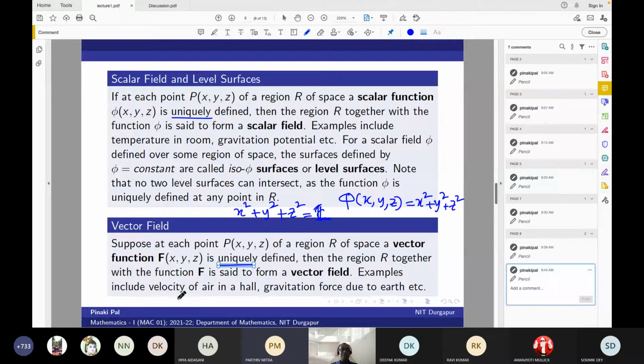And what are the examples? Velocity of air in a hall. Electric field, yes. Acceleration due to gravity, that is also a vector field. And gravitational force, not gravitational force due to Earth as a typo. You take a smaller object near the Earth's surface, and then at each and every point you assign the gravitational force due to Earth, then you will get a vector field.